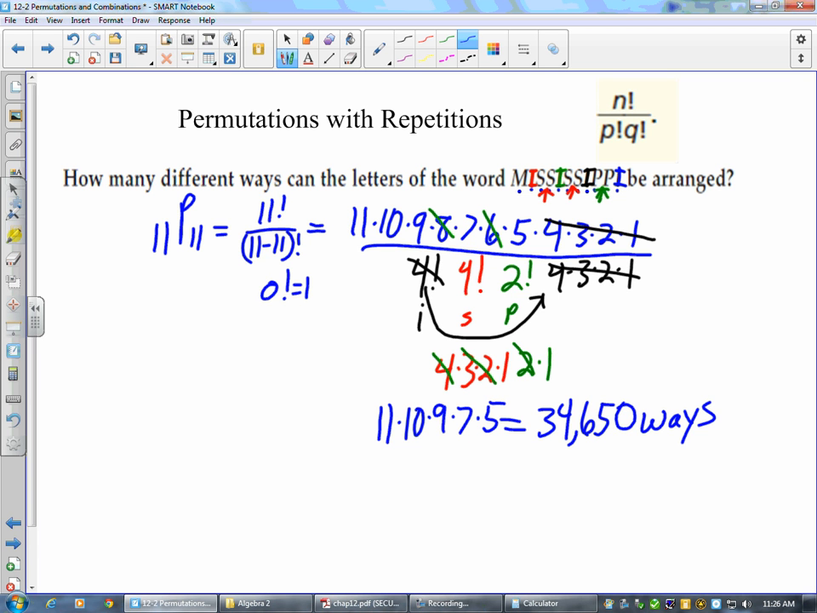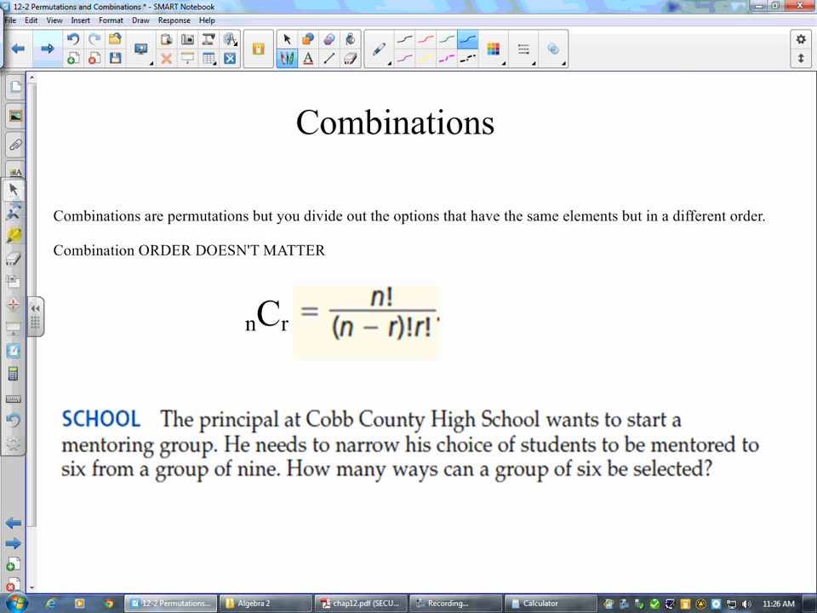Okay, lots of different ways to rearrange the word Mississippi. Okay, combinations. Now, combinations are permutations, but you're dividing out the options that have the same elements, but in a different order. In other words, if I have a BLT, and I put bacon on the sandwich first, then I put lettuce, and then I put tomatoes, well, what if somebody else went lettuce, then the bacon in the middle, and then tomatoes? Might seem a little different, but we consider this the same sandwich. I could also put tomatoes first, then the lettuce, then the bacon.